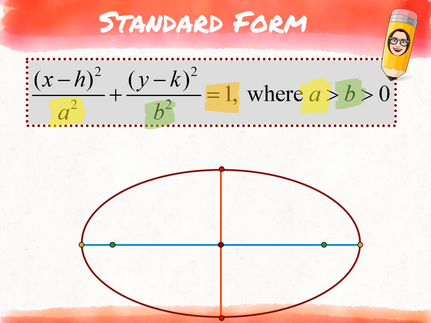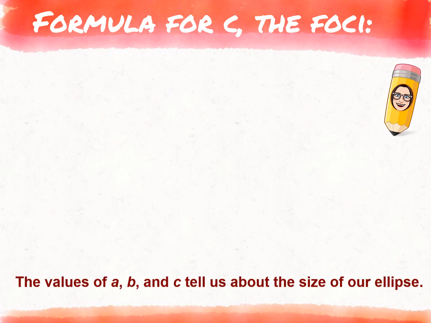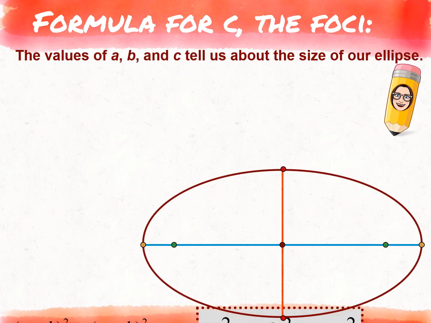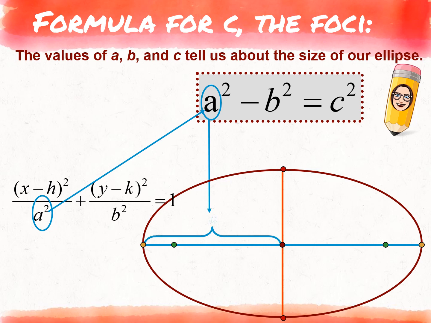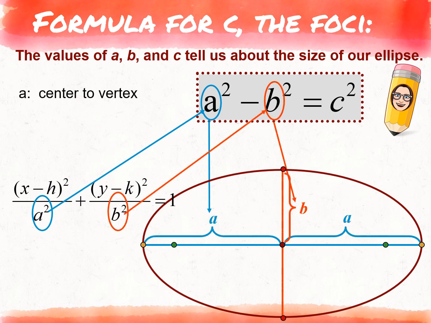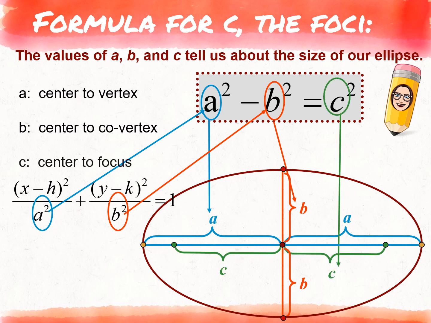Now let's talk about that A, B, and C value. A is the distance from the center to a vertex. I'll bring this up on another slide in a minute. B is the distance from the center to the co-vertex. So we have a spot in our notes. Let's fill this in. Let's talk about it. So A is the center to the vertex. We want to write that down. B is the center to the co-vertex. C, there's a spot to fill that in, is the center to the focus.